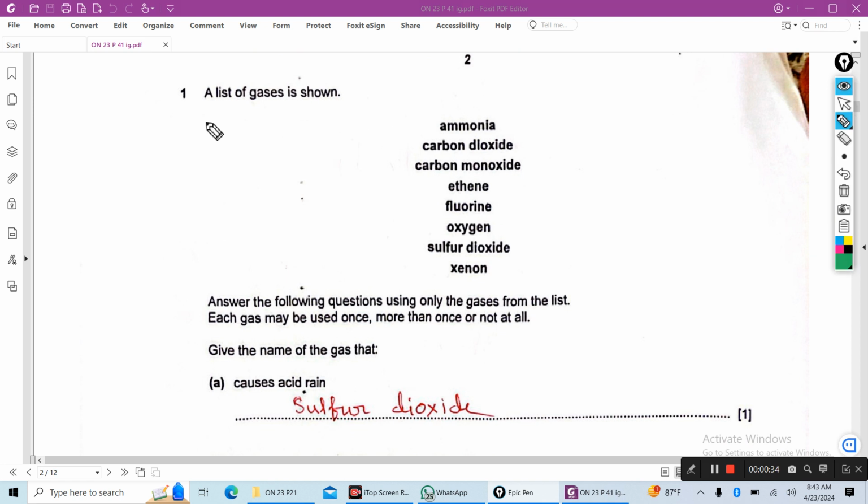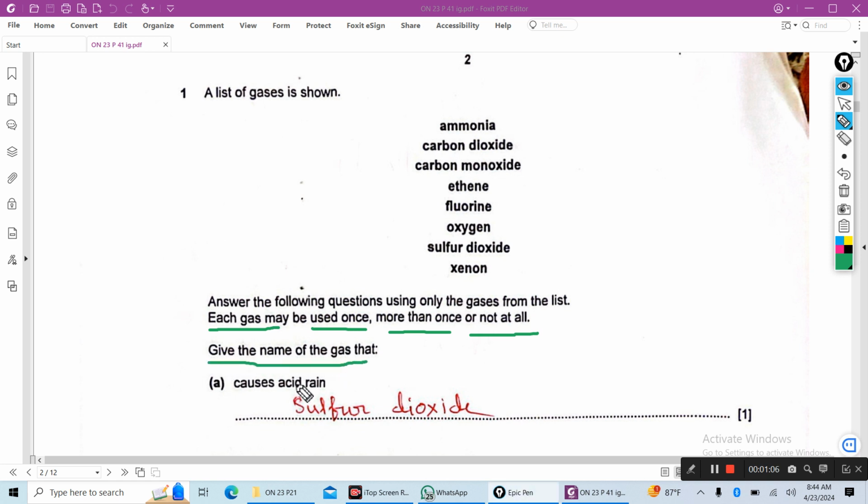Number 1. A list of gases is shown: ammonia, carbon dioxide, carbon monoxide, ethene, fluorine, oxygen, sulfur dioxide, xenon. All are gases. Answer the following questions using only the gases from the list. Each gas may be used once, more than once, or not at all.